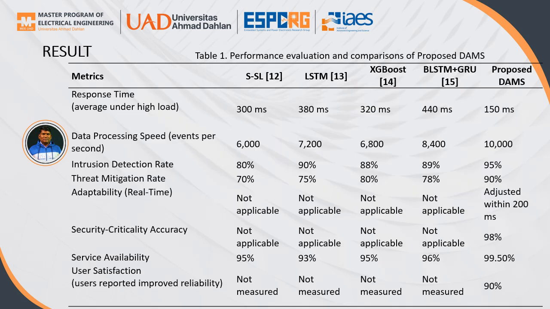And this section details the experimental results. Table 1 demonstrates our proposed model's performance in comparison with the traditional models with the given metrics. The metrics are response time, data processing speed, intrusion detection rate, threat mitigation rate, security criticality, accuracy, service availability, and user satisfaction. This table is evidence that our proposed model outperforms the traditional system.